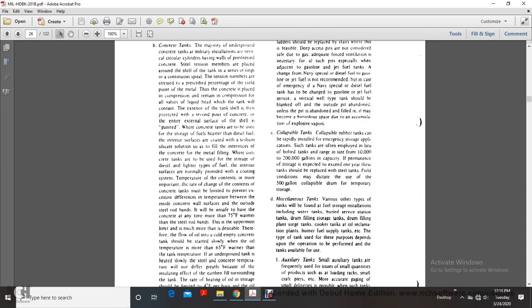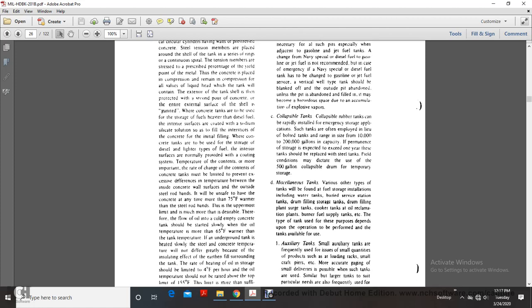Collapsible tanks. Collapsible rubber tanks can be rapidly installed for emergency storage application. The tanks so employed range in size from 10,000 to 200,000 gallons in capacity. For storage expected to exceed 1 year, the tanks should be replaced with a steel tank. Field conditions may dictate the use of a 500-gallon collapsible drum for temporary storage.